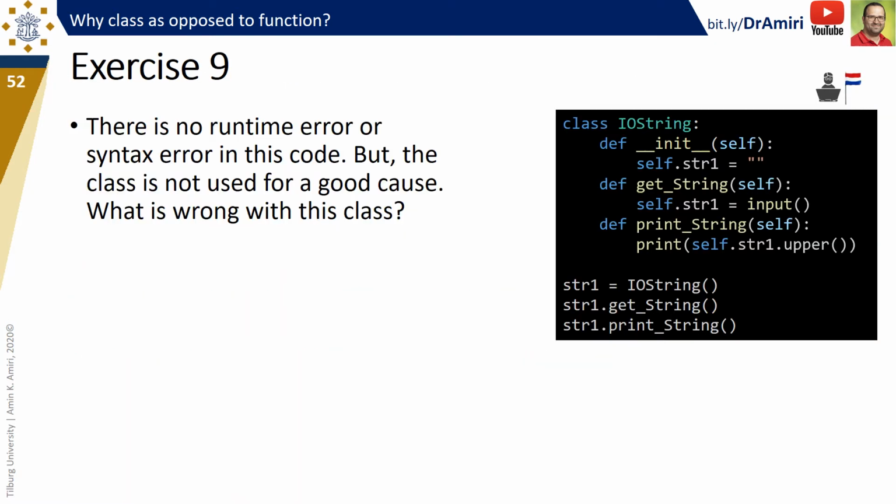Let's do another exercise so that we are sure that you learned why we use class. Assume that we have a class called IOString. It has one attribute called str1, and it has a method called getString that gets an input from the user and stores it in the attribute str1. It also has another method called printString that will print whatever is stored in the str1 attribute in upper case.